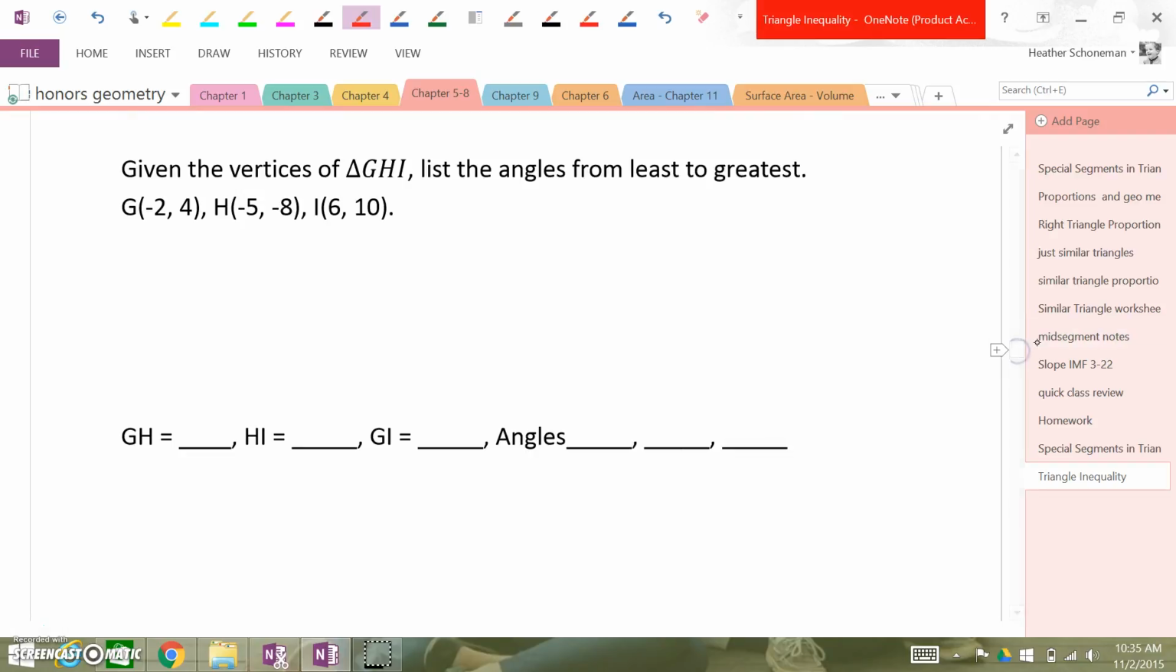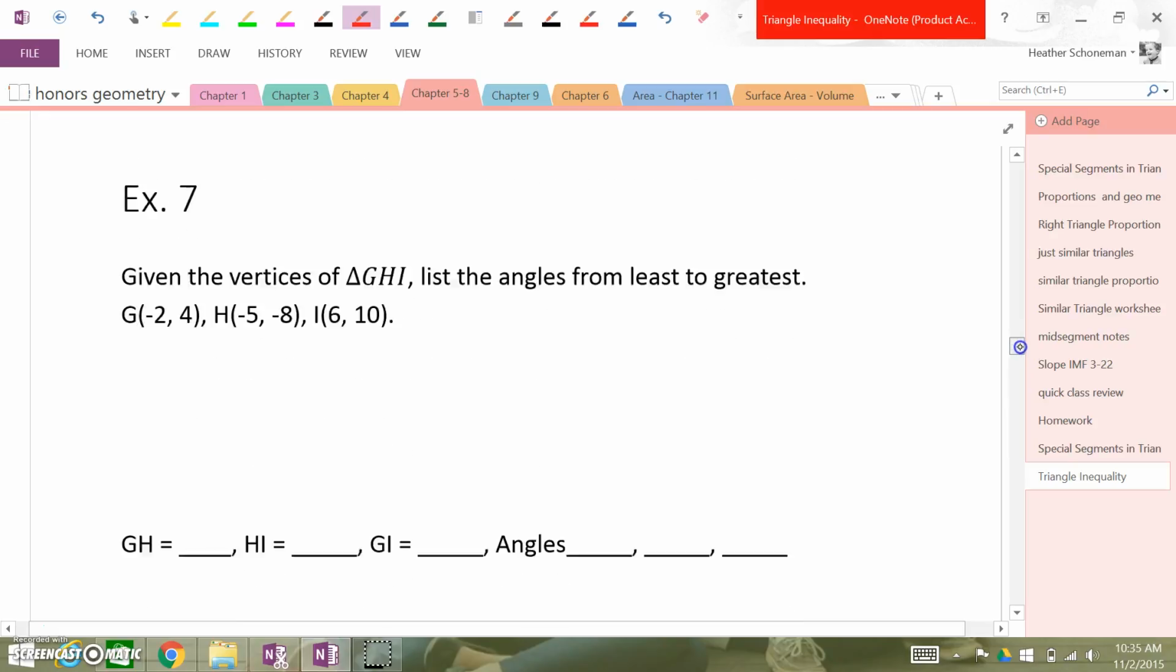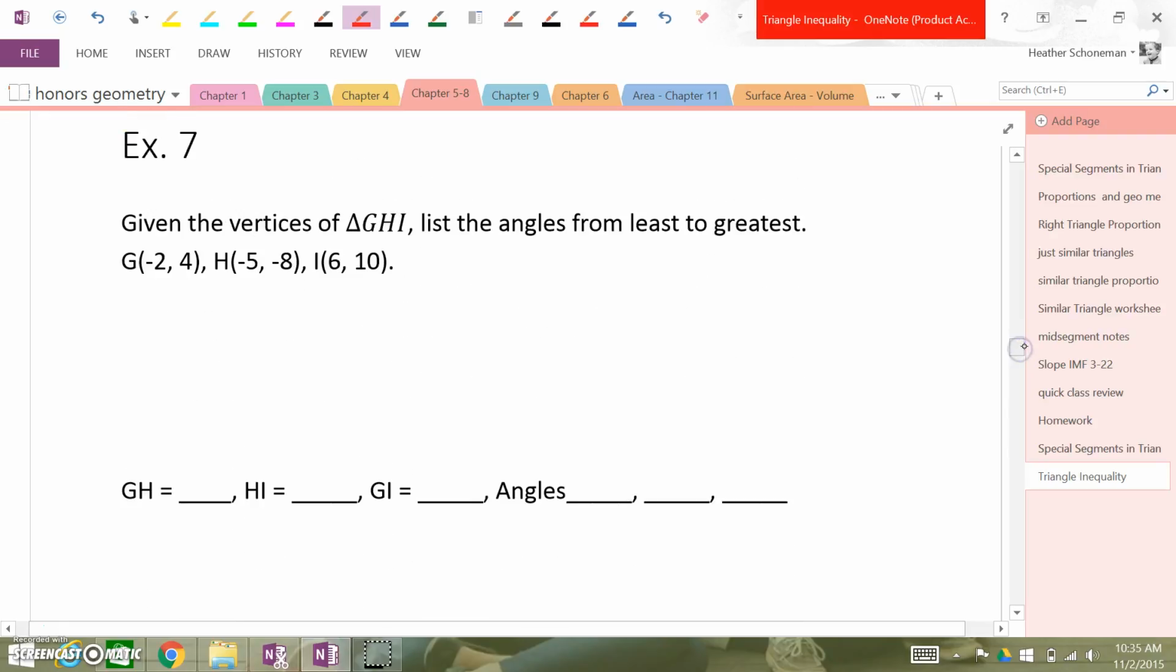Okay, this one. List the angles from least to greatest. Well, to list the angles from least to greatest, we need to know the length of the side. And given two ordered pairs, to find the length of the side, in other words, the distance between the 2 points, we have to use the distance formula. So that is the square root of x2 minus x1 squared plus y2 minus y1 squared. So now we're going to plug it in and find the length of each side.